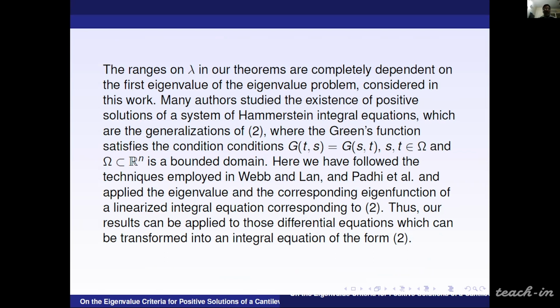So we have applied the technique applied by Webb and Lan, Padhi, published in 2019, this one in 2006. And we have applied the eigenvalues and the corresponding eigenfunctions of a linearized integral equation corresponding to 2. So we shall see what we have done here. Before that, let me give some preliminaries.